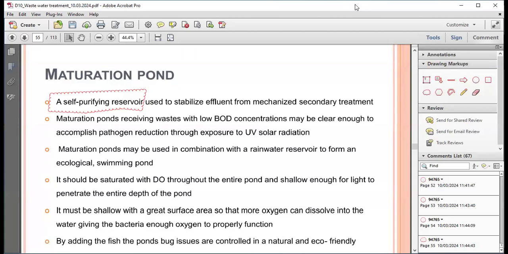In this process, the self-purifying reservoir is used to stabilize effluent from secondary treatment. This maturation pond receives waste with low BOD concentration and may be clear. Low BOD means a lesser amount of microorganisms here. But we have to increase the amount of microorganisms in this pond. That's the meaning of the maturation pond.